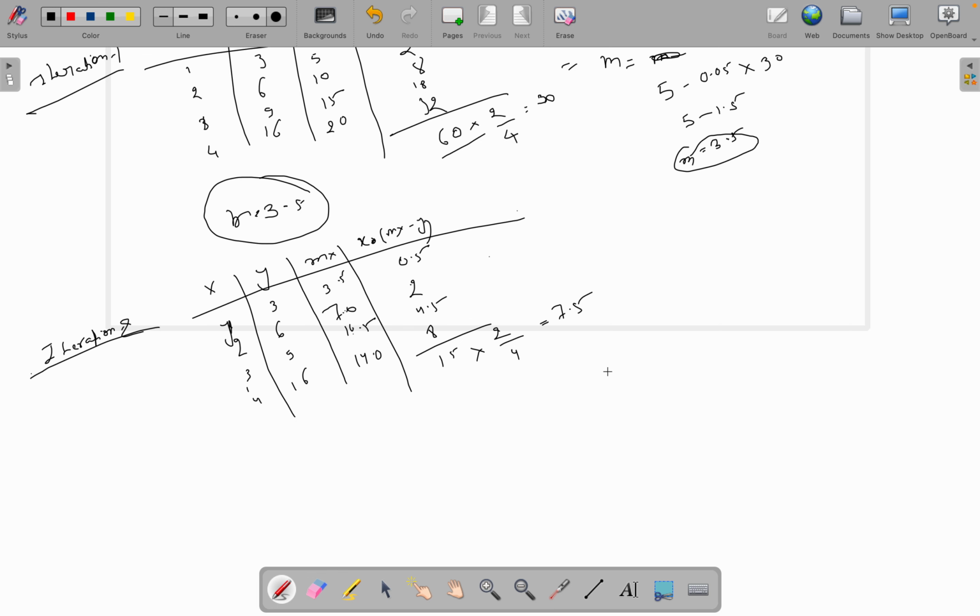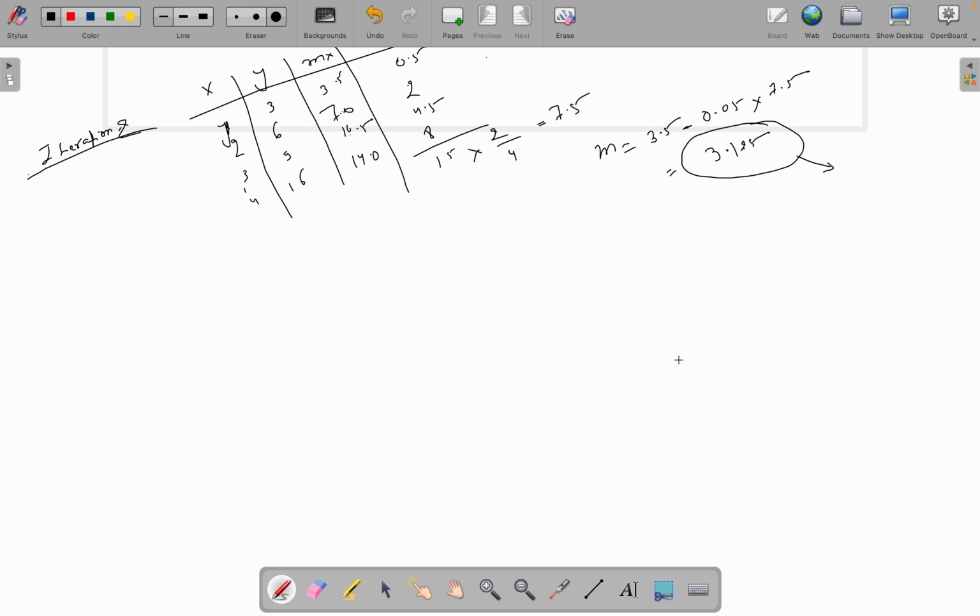Okay, so now again the convergence theorem, m is equal to 3.5, the m value, minus the learning rate 0.05 into the differentiation of this, that is 7.5. So it will come as 3.125. Okay, so you can see that earlier we were at 3.5, now we are near to 3. So now let's go to iteration 3.